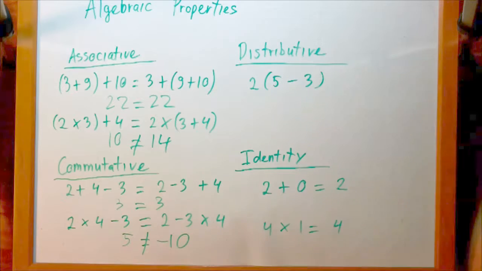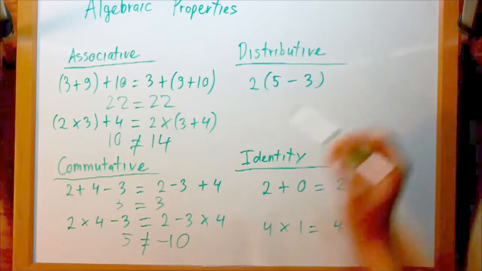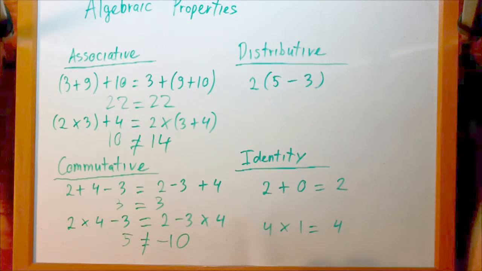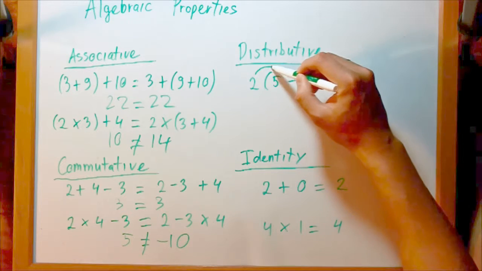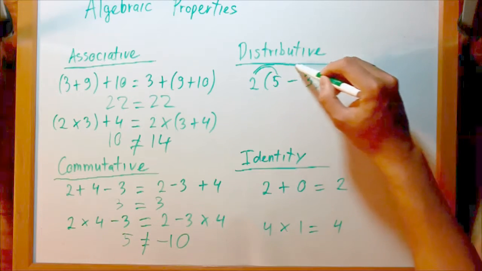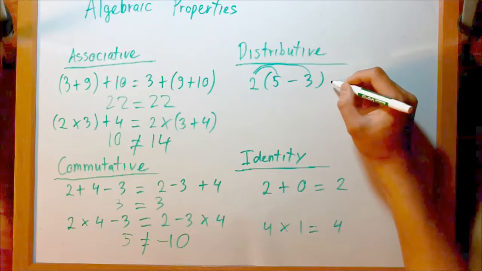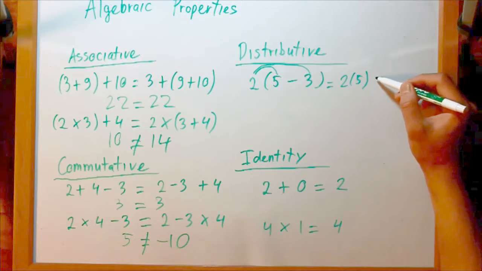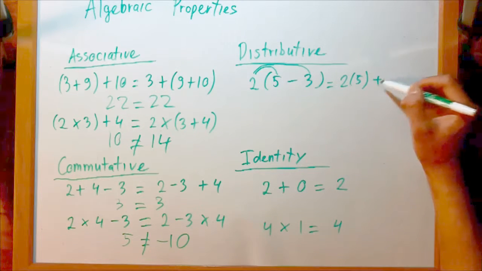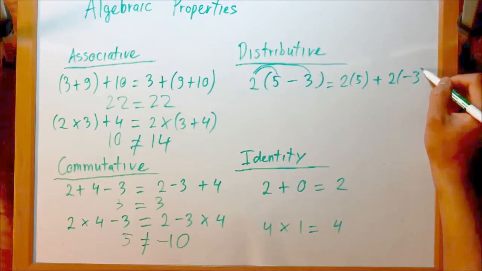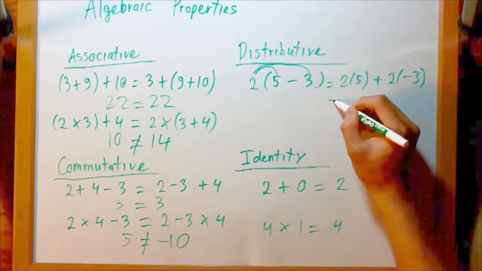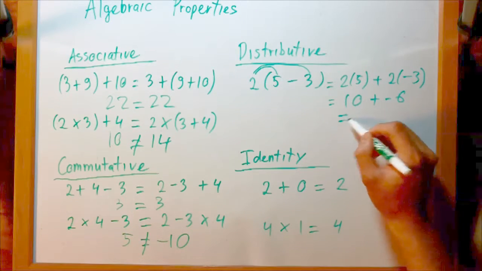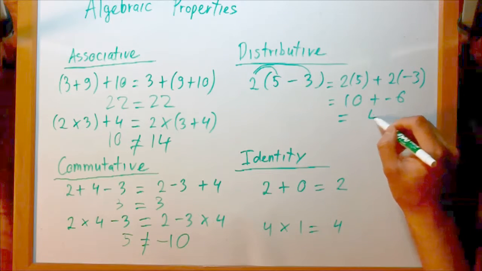Next we have the distributive property, and what this says is we can take this 2 here, 2 times (5 minus 3), and multiply it by 2 times 5 and 2 times negative 3. So let me show you how that looks. So here we have 2 times 5 plus 2 times negative 3, as you can see. And we get 10 plus negative 6. So 10 plus negative 6 is 4.